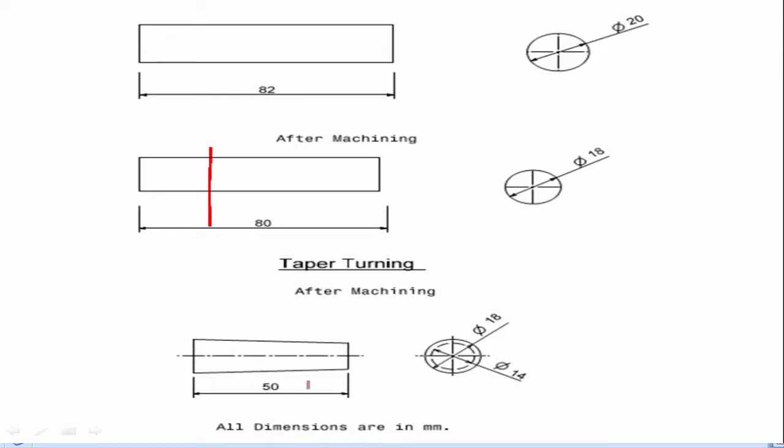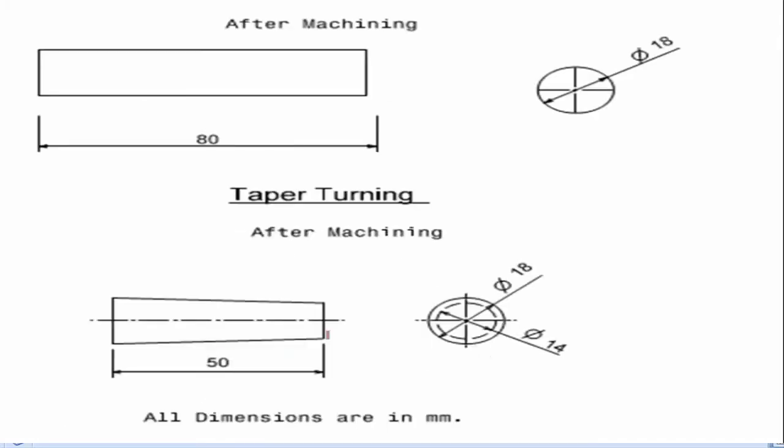So this length is 50 mm and in taper turning at one side the diameter is 14 mm and at the other side it is 18 mm. So here we are going to reduce the diameter of the workpiece to 14 mm and here it will be 18 mm. So it will be in a tapered angle. So this will be the final workpiece. Initially the final component will be 80 mm long. So for 50 mm we are going to make taper turning.